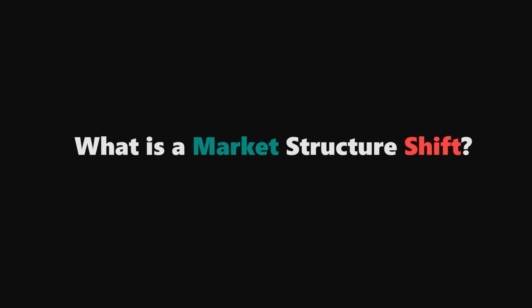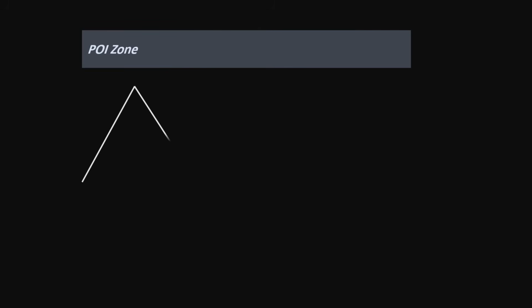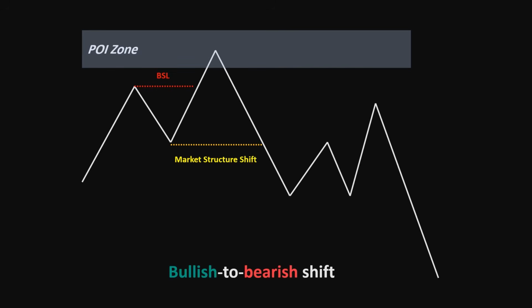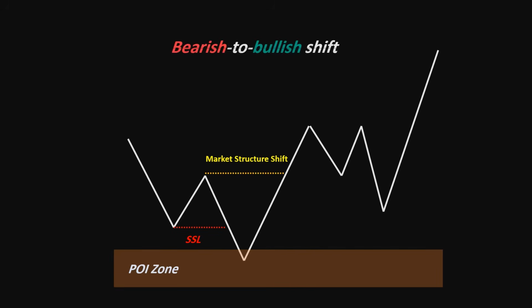What is a market structure shift? A market structure shift happens when price breaks a significant high or low with displacement, signaling a change in trend. If price breaks a previous low with a strong bearish move, it suggests a bullish to bearish shift. If it breaks a previous high with bullish displacement, that's a bearish to bullish shift. It's not just a pullback. It's a sign that the market is about to change direction.